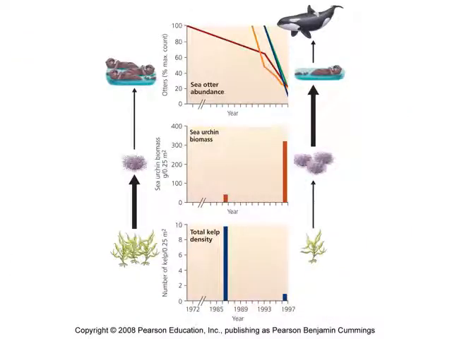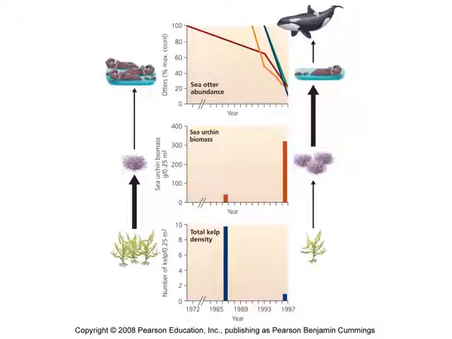Okay, so here are some graphs kind of showing this. So when total kelp density is high, the urchin biomass is lower, and the otter biomass is high. When the otters started to decrease, you have the kelp decreasing, which then the urchins increase, and you see that effect.